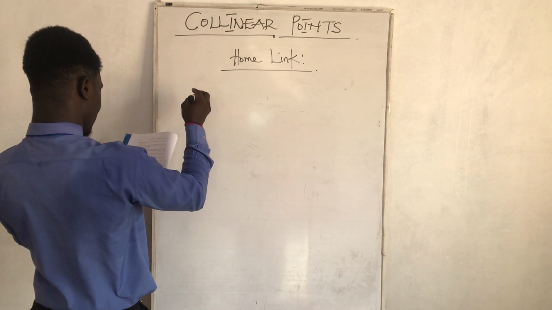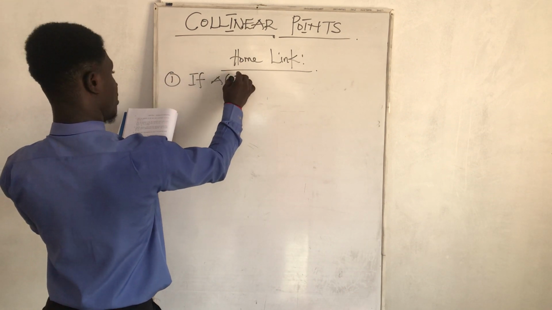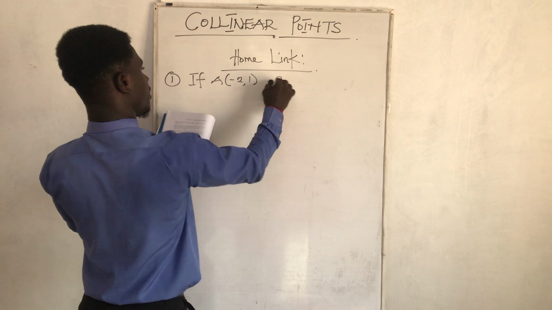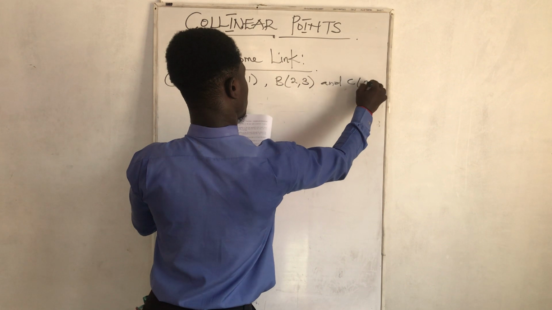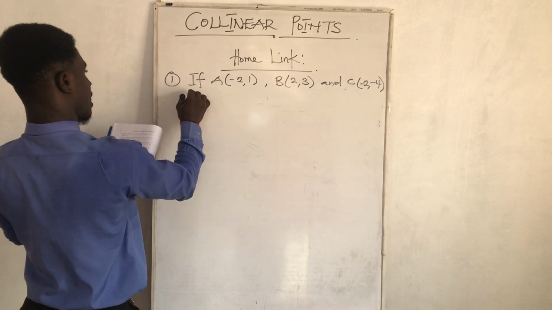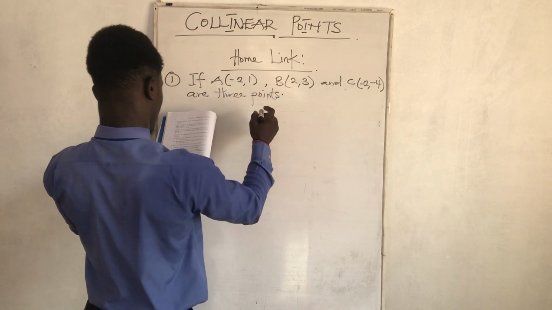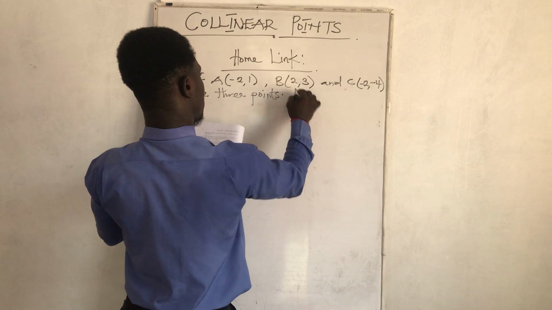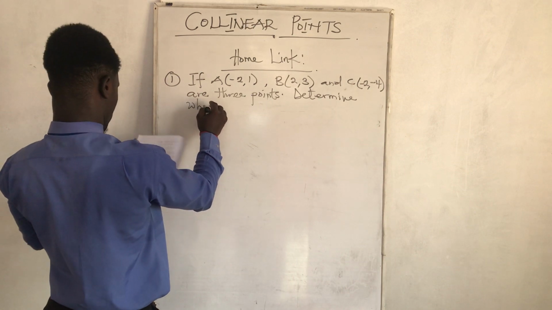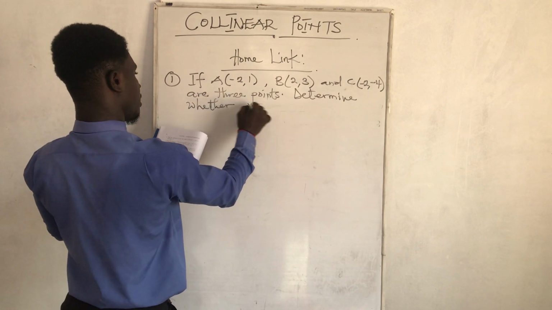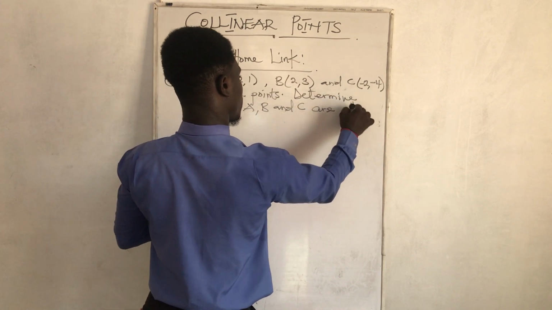So let's see. We have this question. Question 1. If A (-2, 1), B (2, 3), and C (-2, 4) are 3 points, determine whether A, B, and C are collinear.